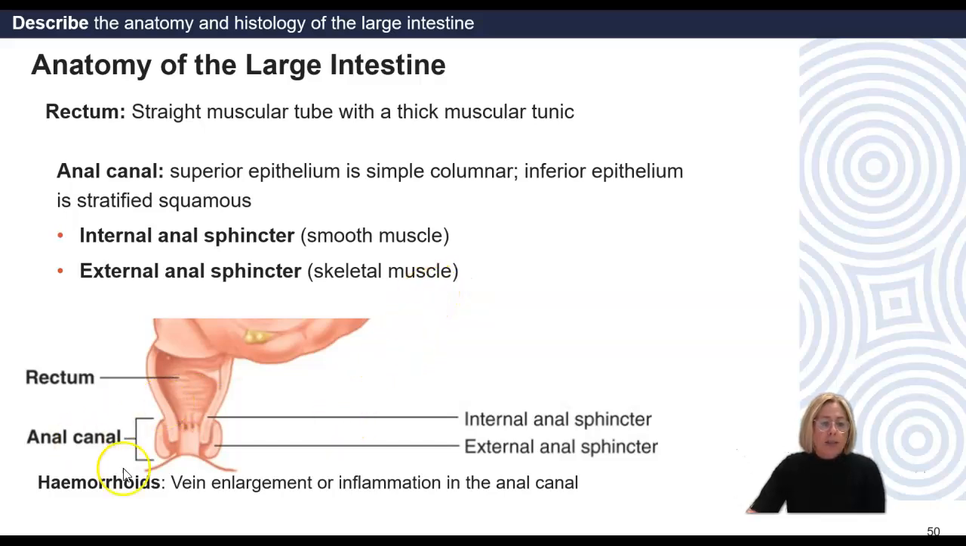It does contain the internal anal sphincter, which is smooth muscle, and the external anal sphincter, which is skeletal muscle. And sometimes people do develop a clinical condition called hemorrhoids, which occurs when there's vein enlargement or inflammation in the anal canal. And it can be a very painful condition, and they can also bleed, and that can cause people a bit of a fright, because they see blood in the feces.